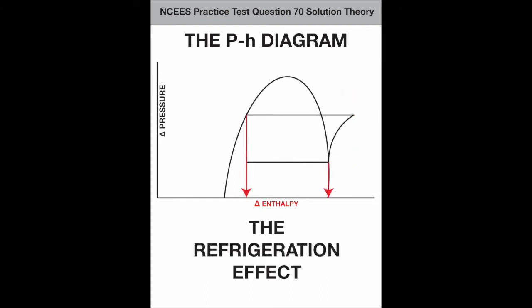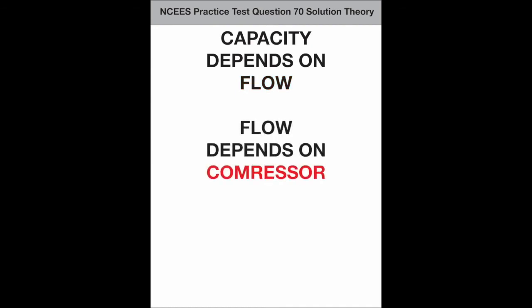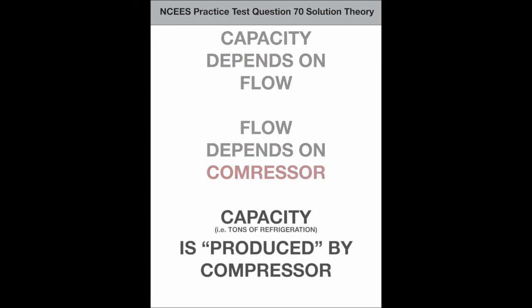The refrigeration effect is used to determine the capacity of a refrigeration cycle, but there's more to it than just that. Capacity depends on the flow of the refrigerant, and flow depends on the suction and almost pump-like work of the compressor. So, the refrigeration produced by the cycle is generally considered refrigeration produced by the compressor. Notice that the question says the compressor produces 49.5 tons of refrigeration. You should understand this context when talking about compressors producing refrigeration, and not compression.